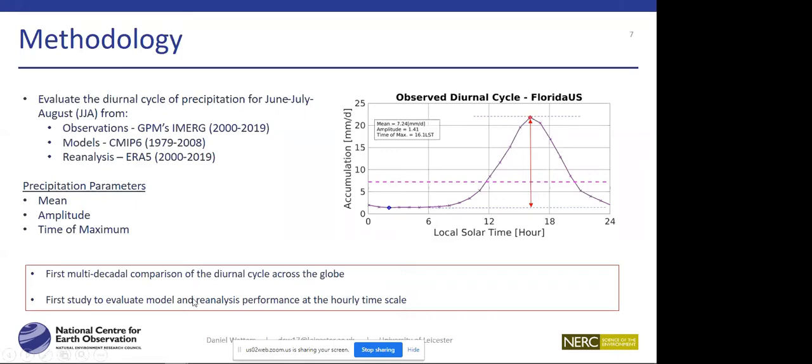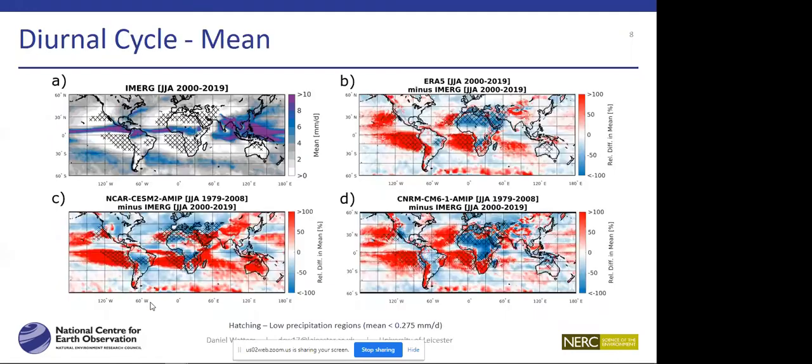So in terms of the novelty of this study, it's the first multi-decadal analysis of the diurnal cycle. This has not been previously done across the entire globe before. And also it's the first study that evaluates model and reanalyses performance at the hourly timescale. Previously we only had observations that could provide global measurements down to 3 hours. Now we have them down to less than 1 hour, but we perform our analyses at 1 hour.